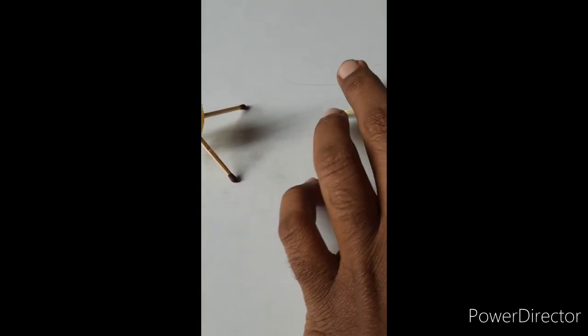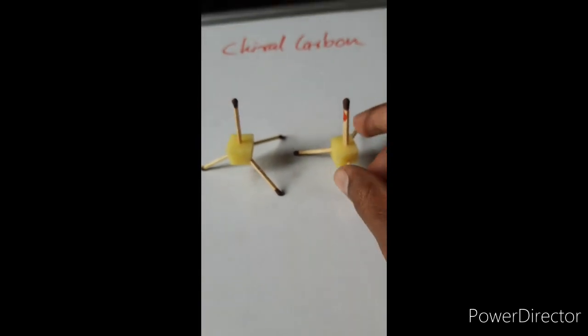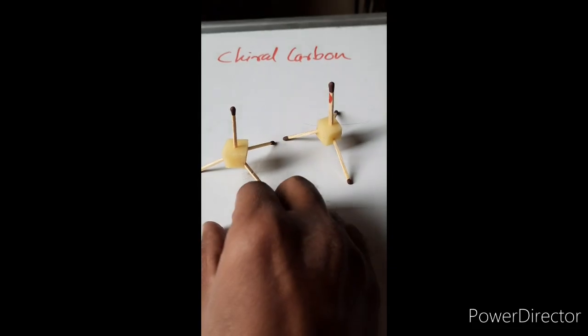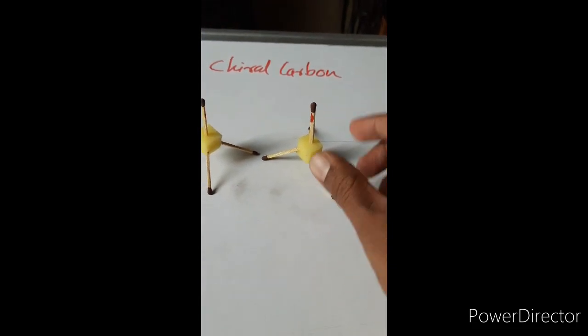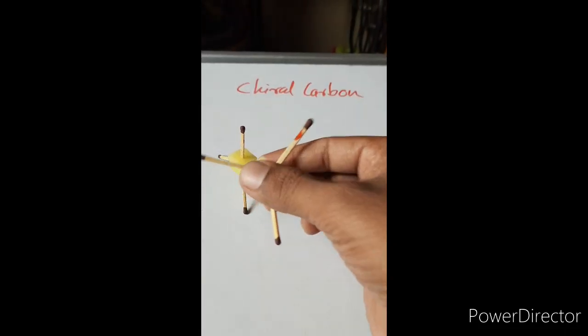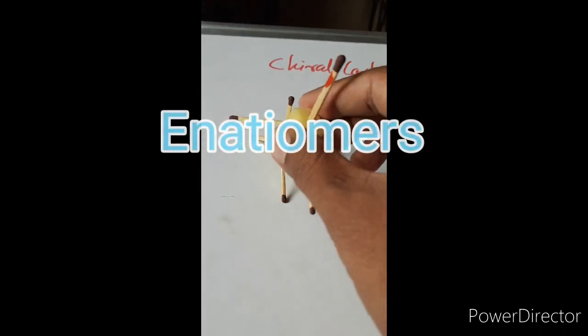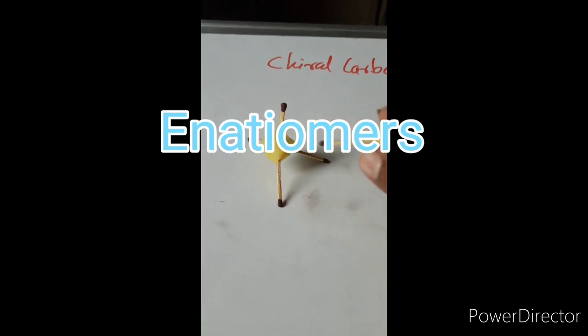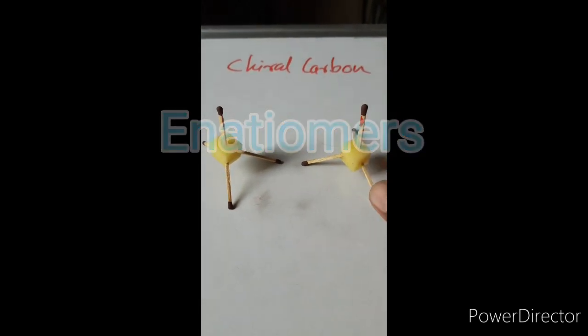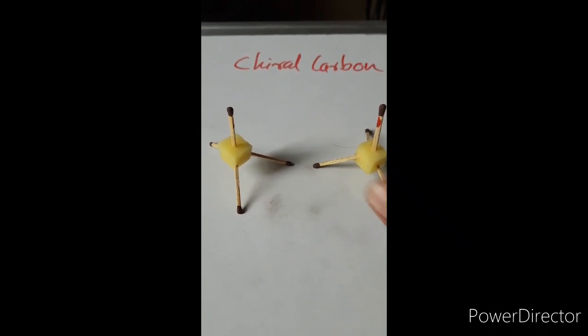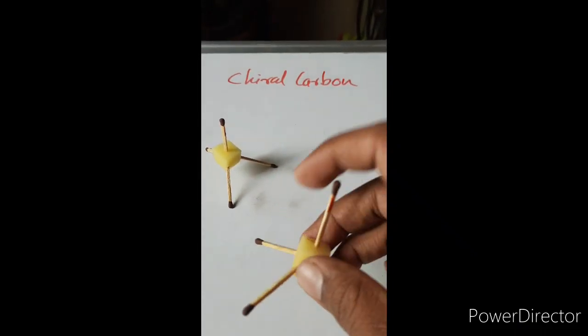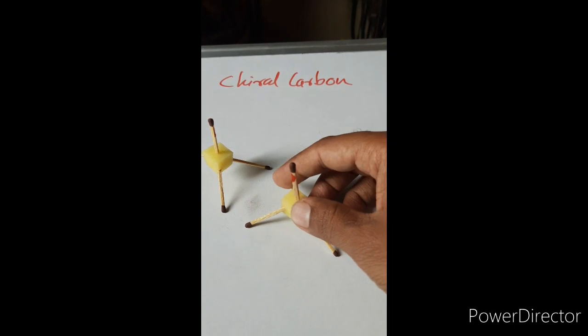Then you can have a second, and you can see that they are mirror images of each other, so you can study their property. Then you can overlap, and you try to understand how these chiral carbons are non-superimposable mirror images of each other. You see, this is tetrahedral geometry of carbon.